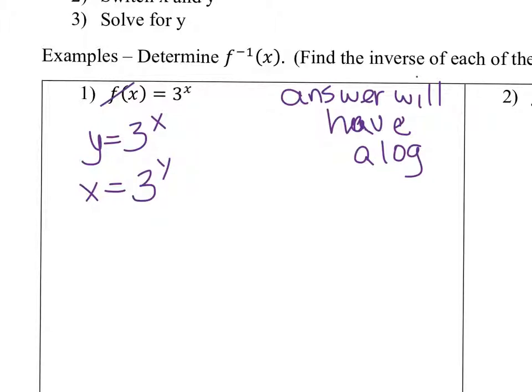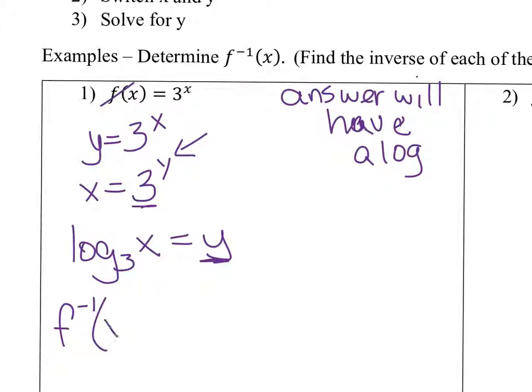And now we solve. We have to get that y out of the exponent. So one of the easiest routes to take is our log switch. So it's log, the base is 3, of x equals y. Magic! There it is. It's y equals. We're actually already done. So the inverse is log base 3 of x.